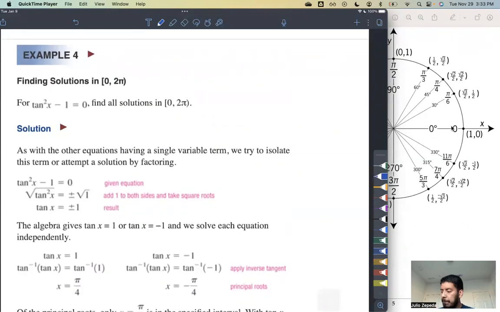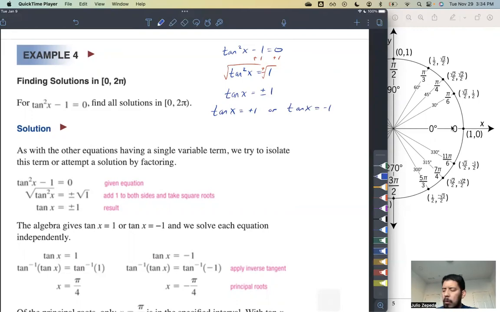Okay, so let's take a look at this one here. So the equation is tangent squared x minus 1 equals 0. So we want to isolate the trig function first, so we can add 1 to both sides. And we get tangent squared x equals positive 1. Then we can take the square root of both sides. But remember, there's two solutions, plus or minus 1. So the tangent of x is equal to plus or minus 1. And so that means that tangent of x is equal to positive 1, or the tangent of x is equal to negative 1.